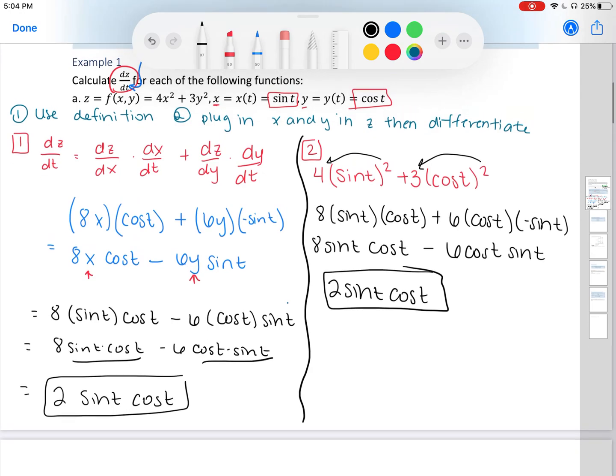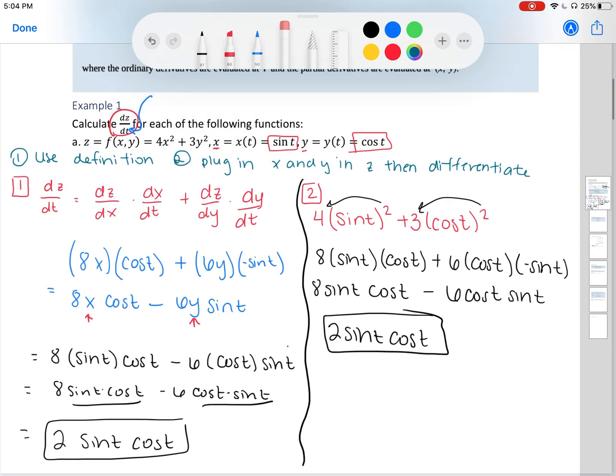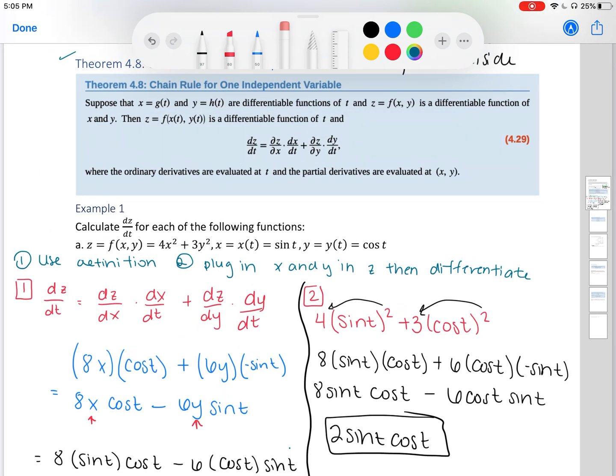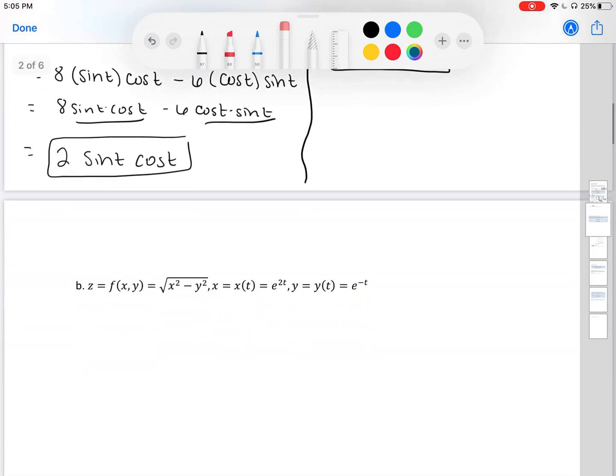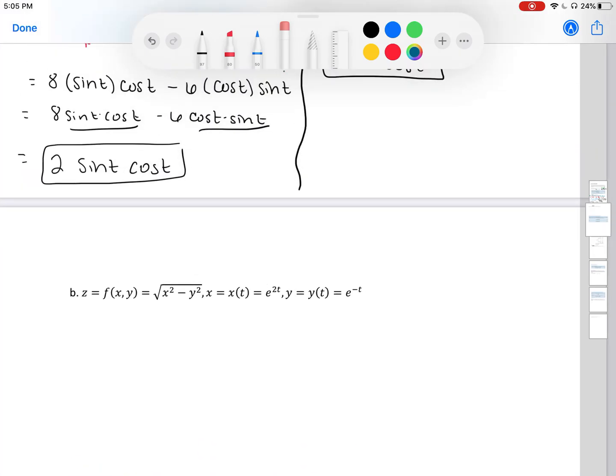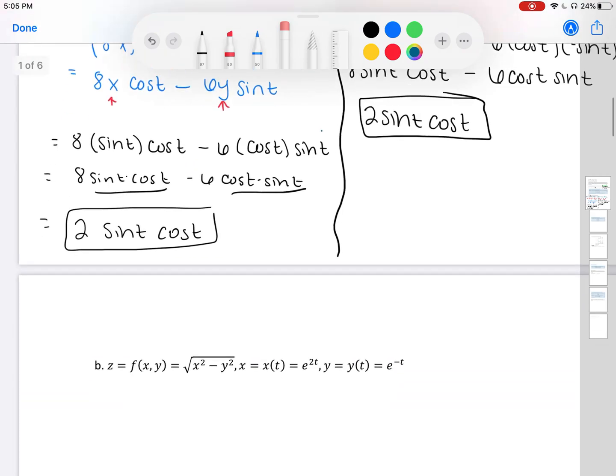Okay, so there you have your two ways to do this problem A. Now, as we continue, you have the liberty to do whatever you wish to do. But if you use your definition, you'll never be incorrect, right? Let's go ahead and do this second example. Now we see that we're working with one variable only. We're working with t. We have t's here and t here. We're being asked to find the derivative of dz dt.